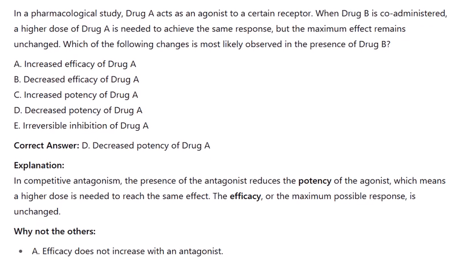USMLE Question 2. In a pharmacological study, drug A acts as an agonist to a certain receptor. When drug B is co-administered, a higher dose of drug A is needed to achieve the same response, but the maximum effect remains unchanged. Which of the following changes is most likely observed in the presence of drug B?